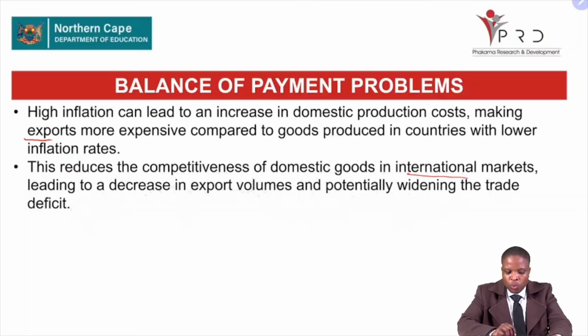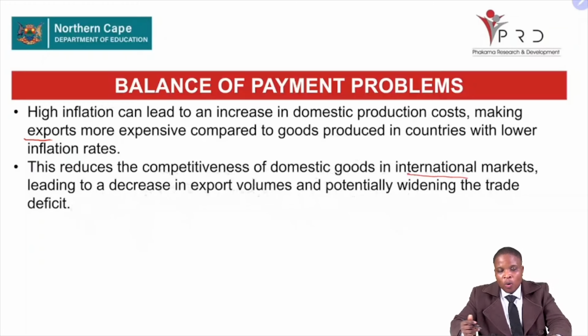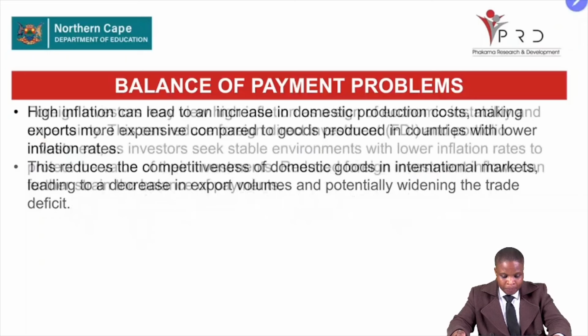So export will be less, import may be high. We'll also start buying from abroad because we see prices from local, they are too high, there's too much inflation, and we have the international market and we can buy somewhere else cheaper. So import is going to increase, export will decrease. That will create a balance of payment problems, which is a deficit due to high import and low export. The low export is caused by high prices, high local prices. People are no longer buying.